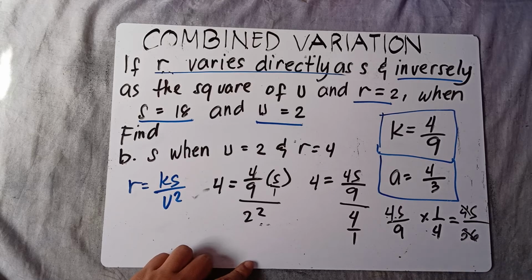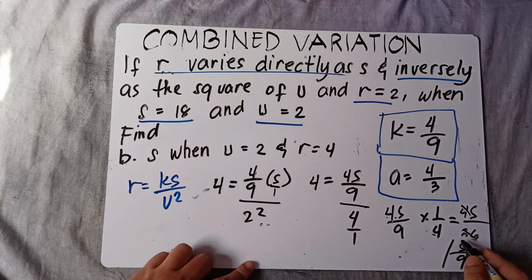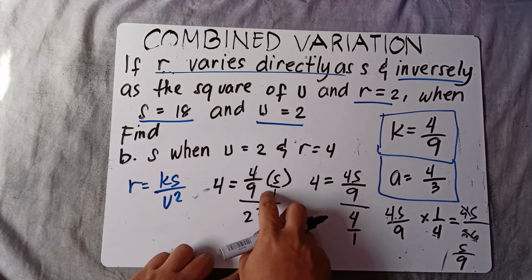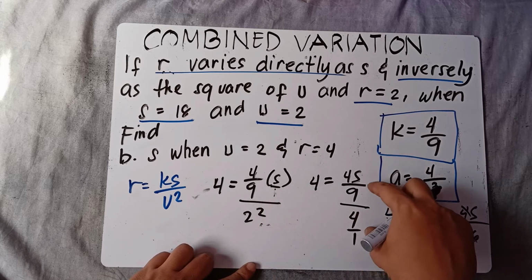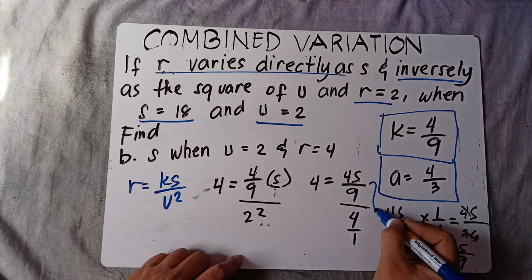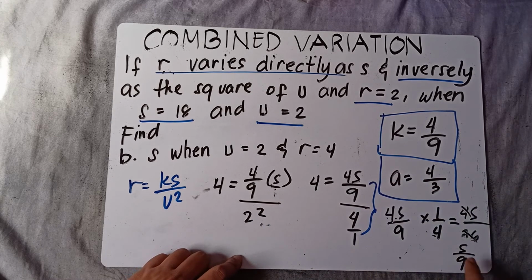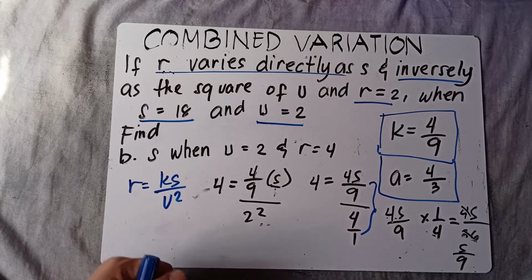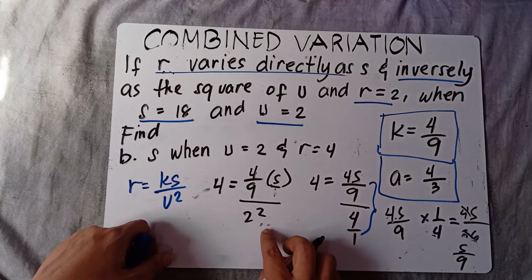9 times 4 is 36. Reduce 4 and 36. 4 divided by 4 is 1. 36 divided by 4 is 9. So we have 1S over 9, but we do not need to put the 1. That's okay. S over 9. We simplify this one, so this is S over 9.